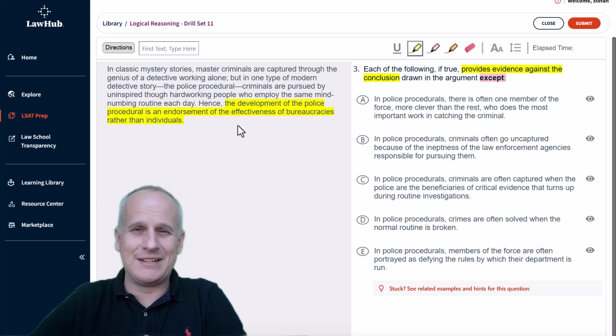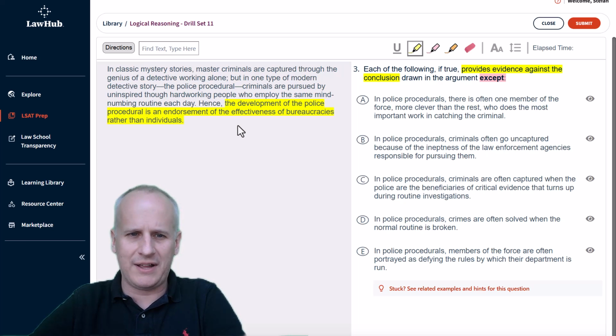The challenge of this question is certainly in the question stem and the structure of the relationship between it and the answer choices, not in trying to find the conclusion. So we know the conclusion is simply that the development of the police procedural, where you've got uninspired, hardworking people doing the same mind-numbing routine each day, is an endorsement of that bureaucratic kind of structure being better than individual detective genius stories from the past. So we need to find 4 answer choices that actually say the individual is better than the bureaucracy.